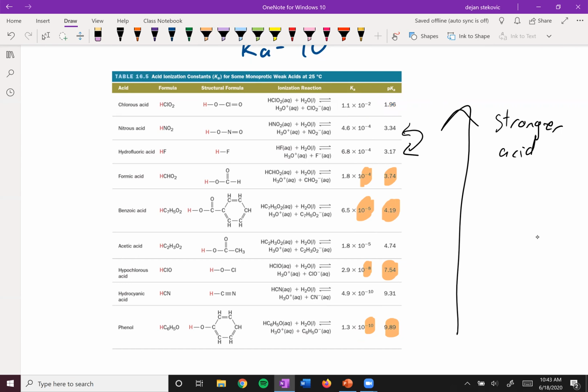So go ahead, just pause the video, look at these acids, make sure you're comfortable with them. They have the Lewis structures as well. You see this OH is a common motif, especially when you also have this doubly bound oxygen with it. But there are other things you can see here, right? HF, HCN, that kind of thing.